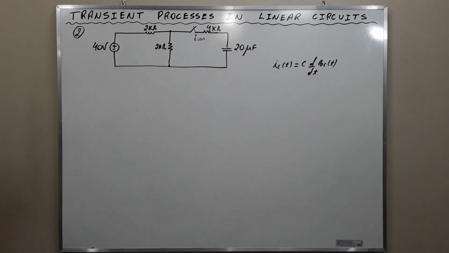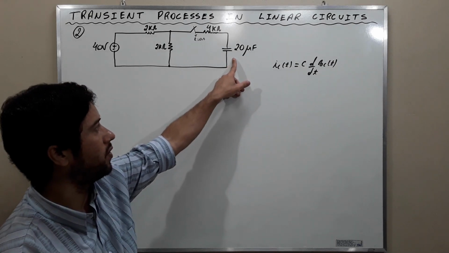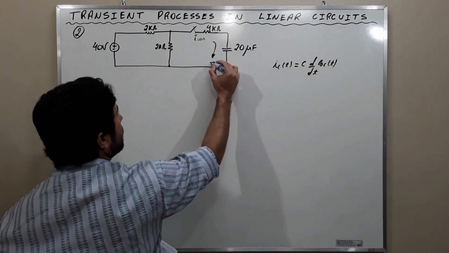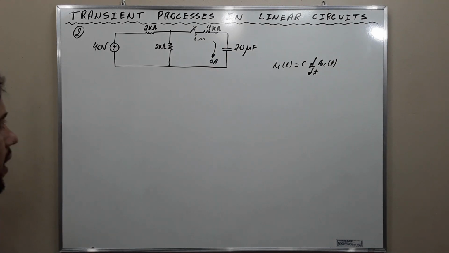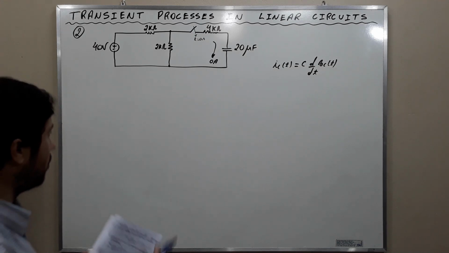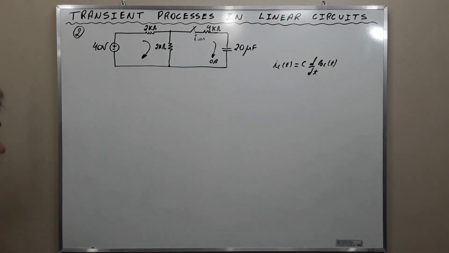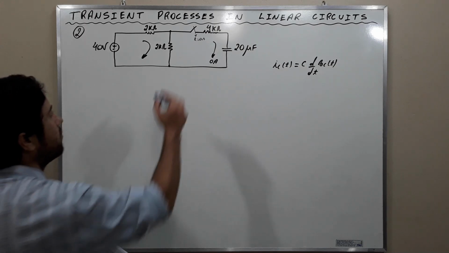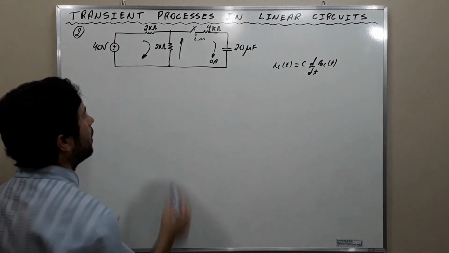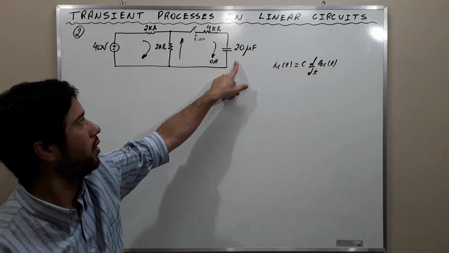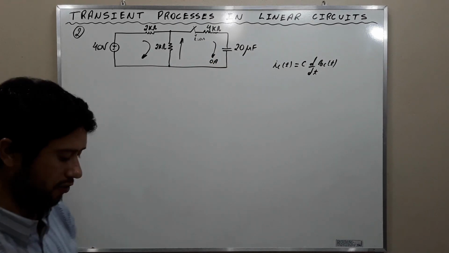Okay? Then, if the capacitor is behaving as an open circuit, the current here is 0 amperes. There is going to be current only here. Okay? Consequently, we can find the voltage here on this resistor here. And this voltage will be the voltage across the capacitor.